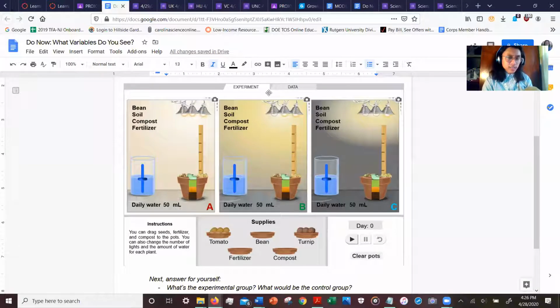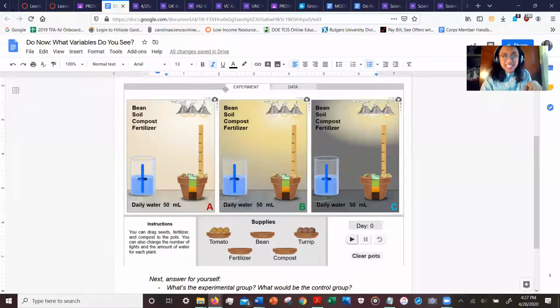You may have noticed that the main difference between pot A, pot B, and pot C is the light in the room, which is the amount of sunlight that this bean plant is receiving. Since we see that that is the difference, then that must be the independent variable because this person, this scientist, changed that on purpose. And there should only be 1 independent variable in any experiment.